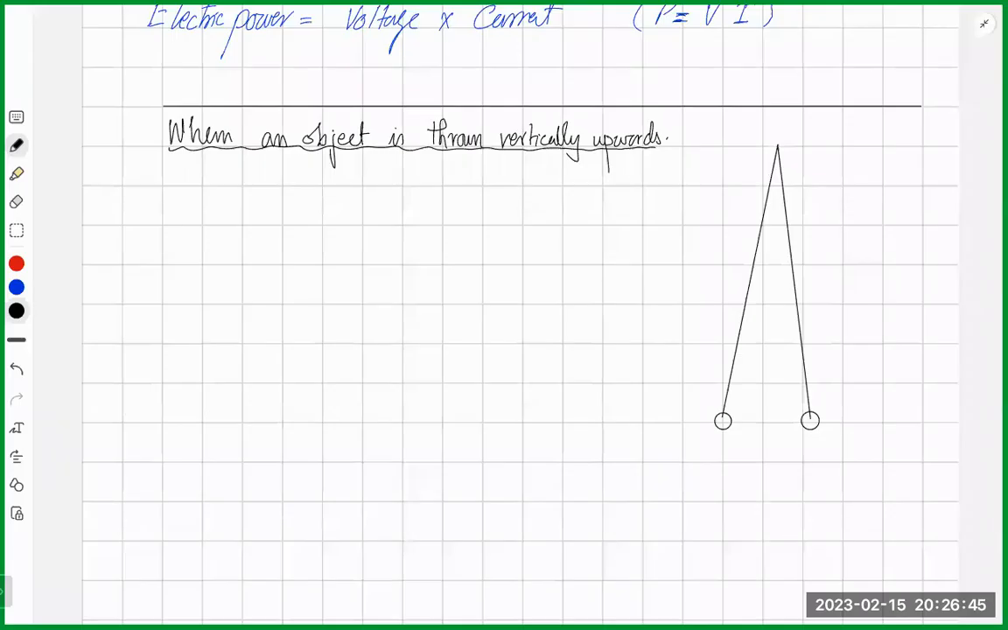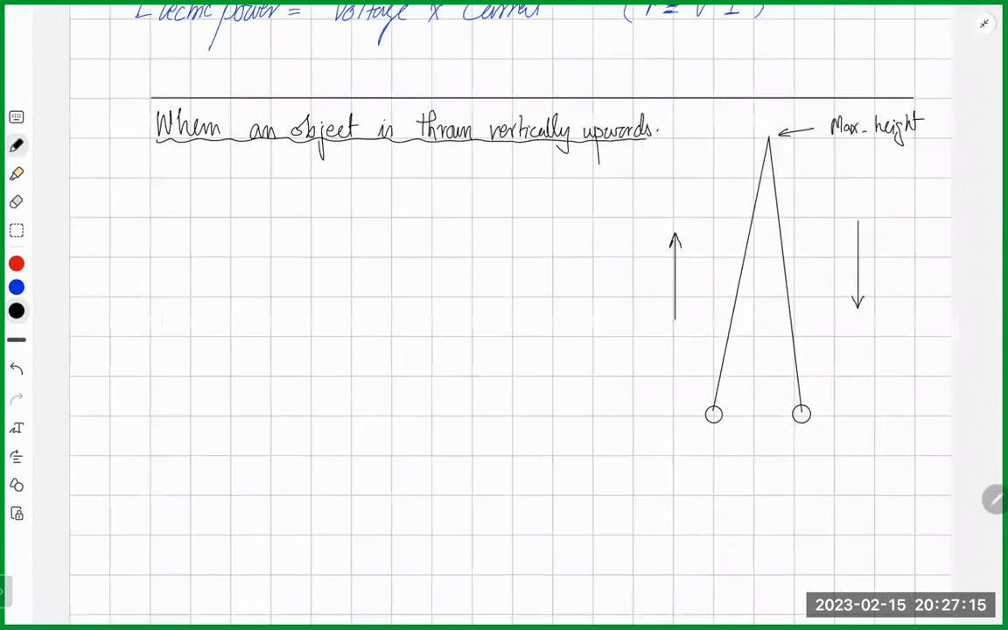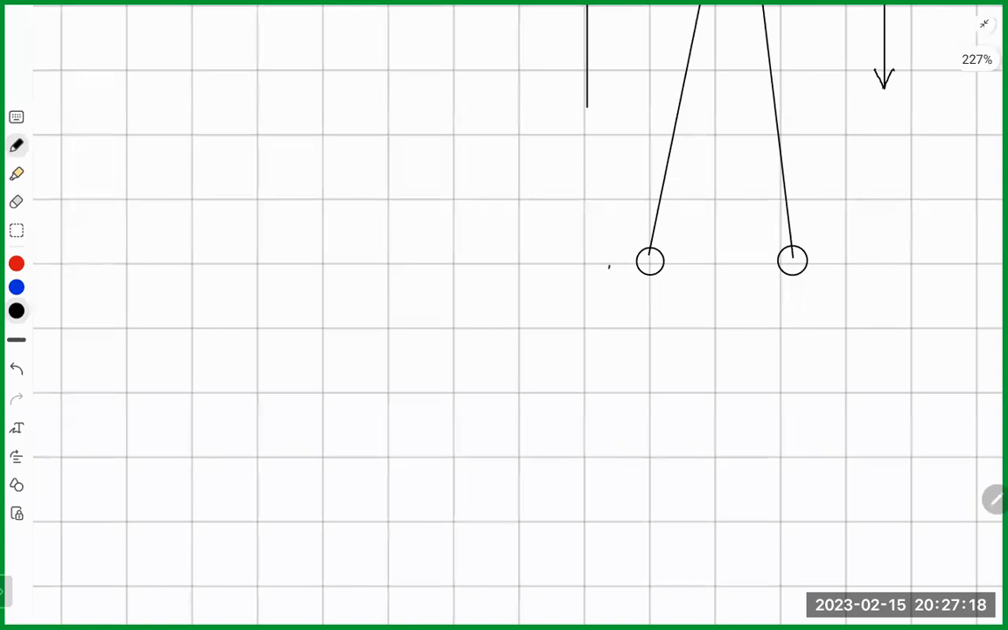So if I throw an object upwards, this is the path when the object is going upwards. And this is when the object is coming downwards. This is max height or top point. Okay. So to throw an object upward, we have to put some kinetic energy into it.